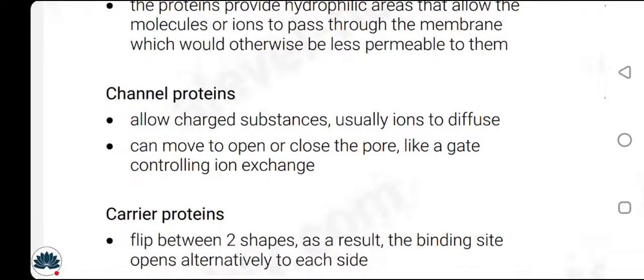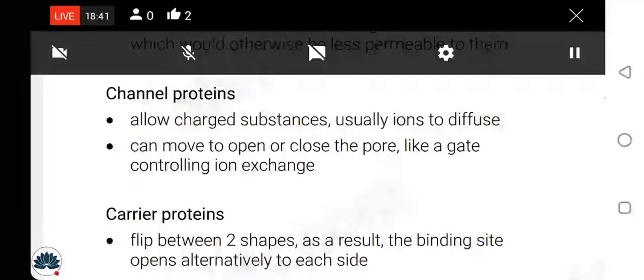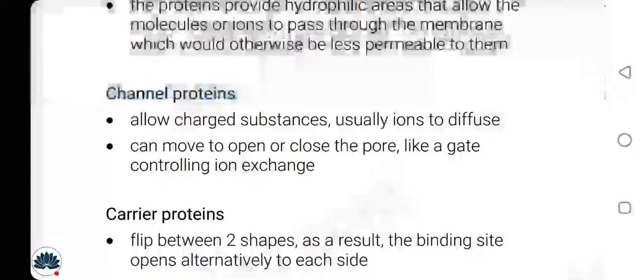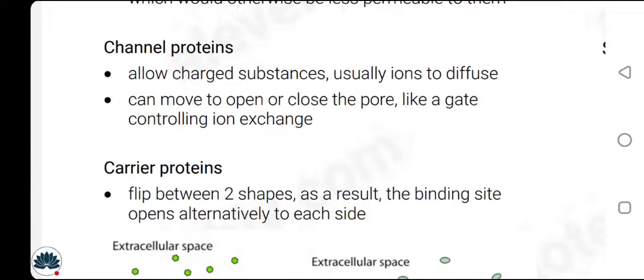As you can see, there are carrier proteins and channel proteins. So there are two types of proteins, channel proteins and carrier proteins, which are also called transport proteins. They function in facilitated diffusion. The channel proteins allow charged substances, usually ions, to diffuse and can move to open or close the pore like a gate, controlling ion exchange.